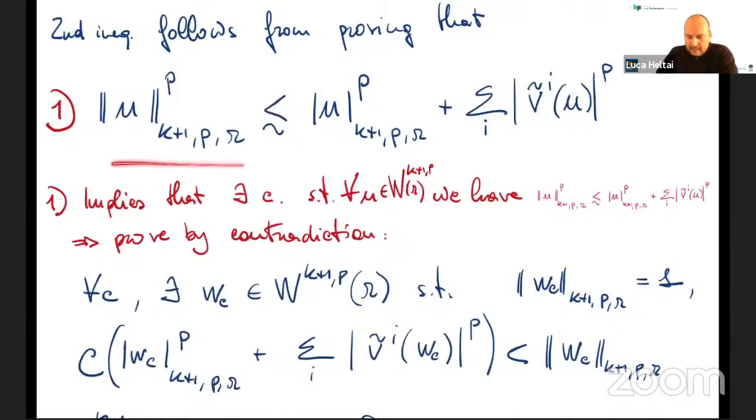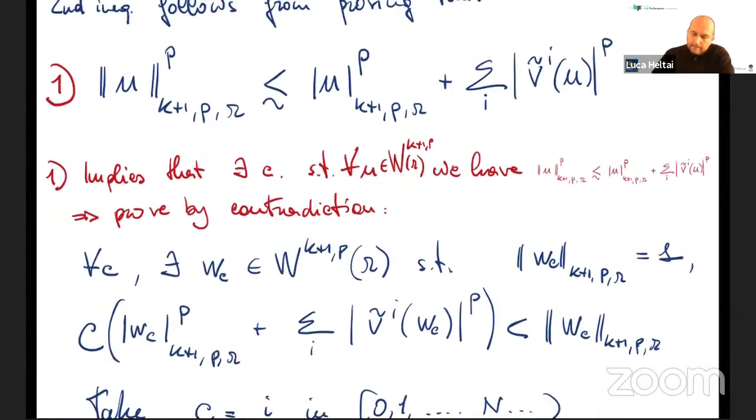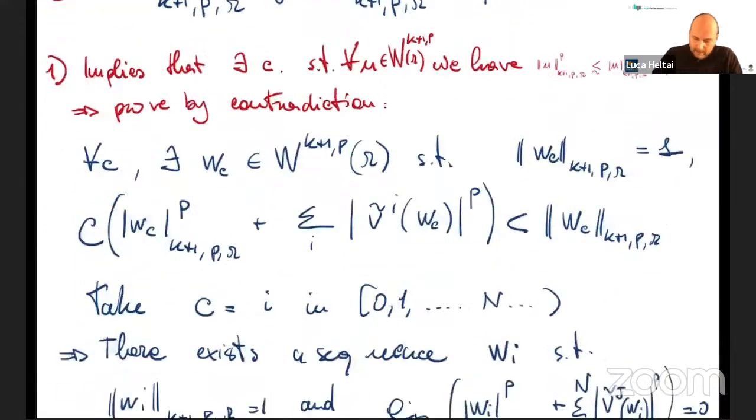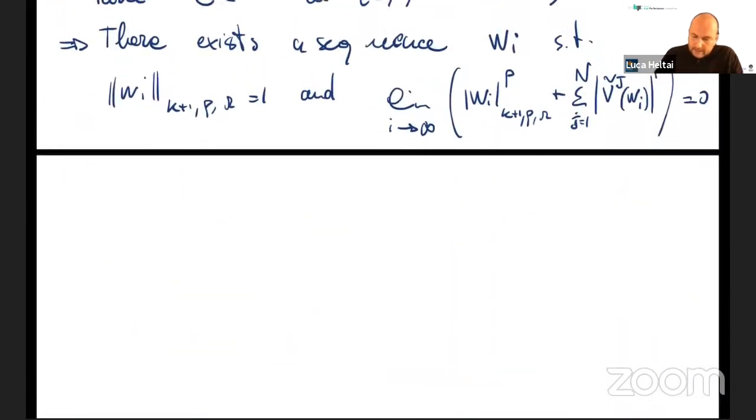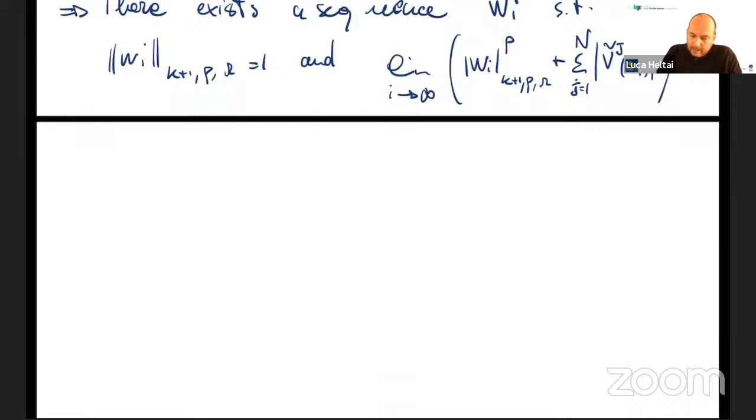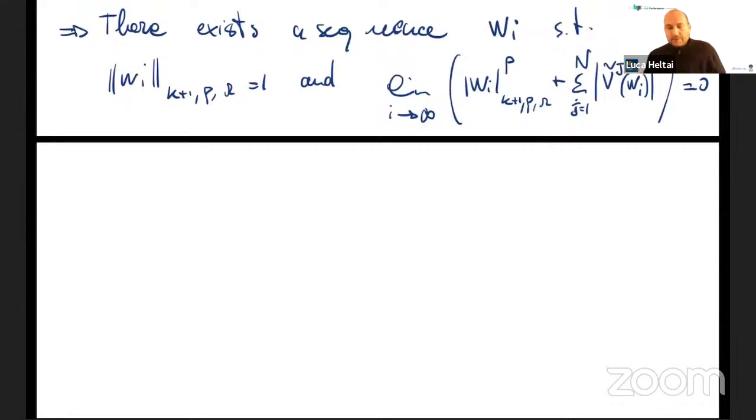Of course, if there exists a constant such that this is satisfied, I can actually show that there exists a particular choice of u minus p such that this makes this equal to zero, and then I can prove that the u minus p on the left is smaller or equal than the u minus p on the right. Okay, so I'll show this later on. So there exists a sequence such that this is equal to zero, and such that this limit is equal to zero. Okay. So how do we proceed?